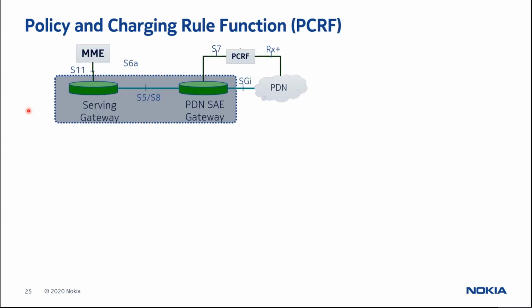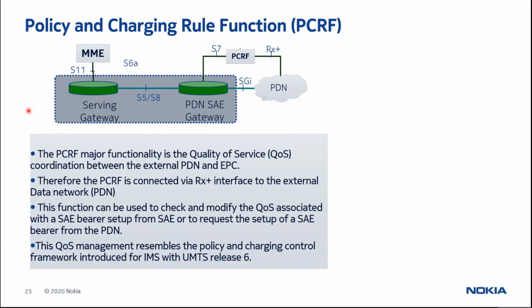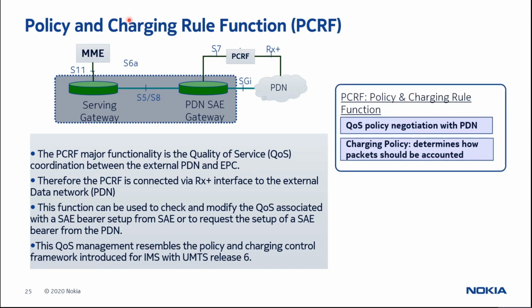Policy and charging rule function. As I said, one of the critical functionalities is to provide quality of service, and it also ensures that the charging is done properly. It resembles the policy and charging control framework introduced in IMS, and that's one of the reasons why it is still called charging rule function. It frames the rules basically for charging the subscriber.